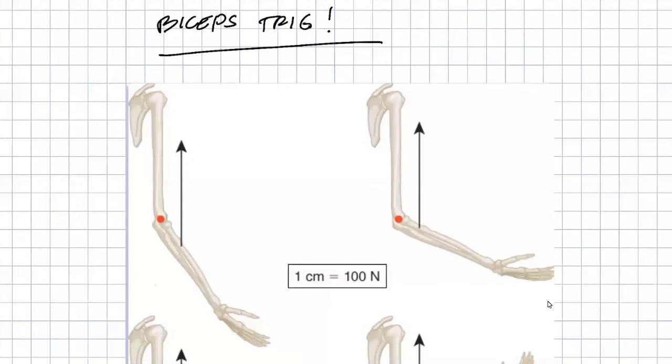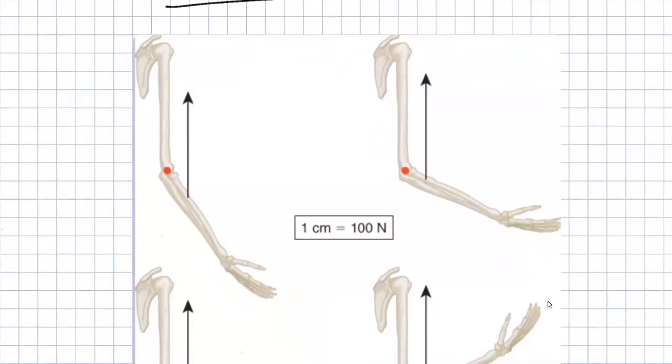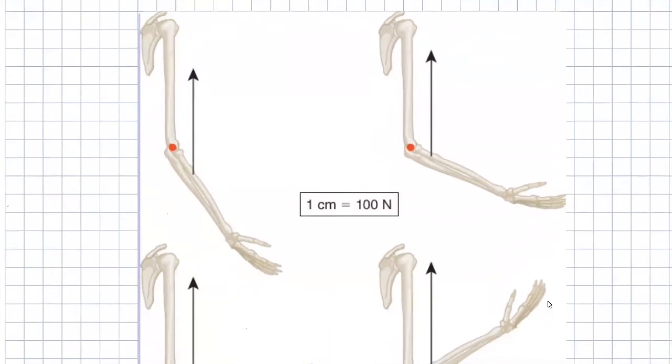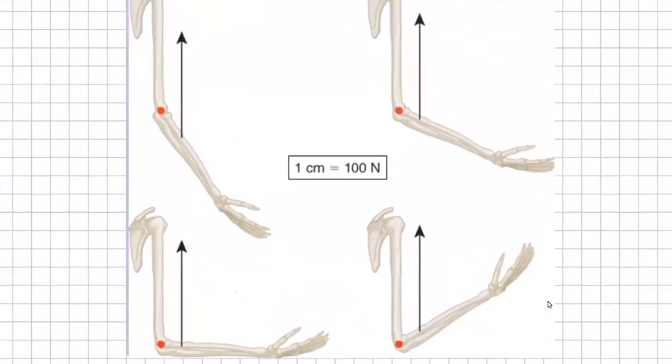Okay, so let's do a little biceps trick. I know, total nerd alert here. So I've got here the four scenarios I just showed you. It's basically defined where the elbow is, right? Elbow flexed at, say, 30 degrees, 60 degrees, at 90, and greater than 90.